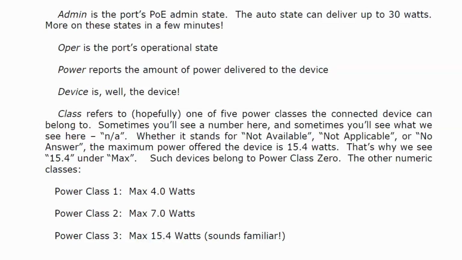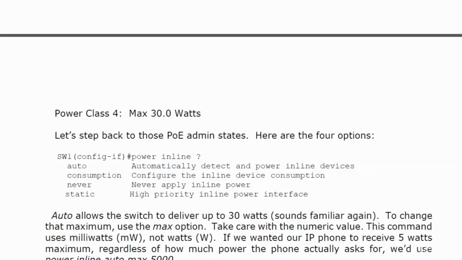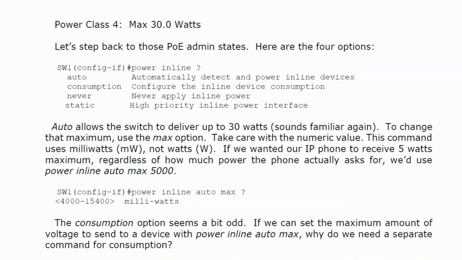Now, it could not hurt to know these other numeric classes. Power class 1 is going to deliver a maximum of 4 watts. Power class 2, a maximum of 7 watts. Power class 3, also a maximum of 15.4 watts. Certainly sounds familiar. And power class 4 is a maximum of 30 watts.